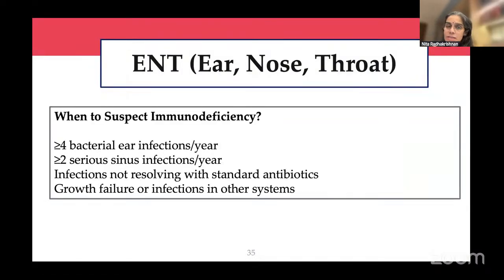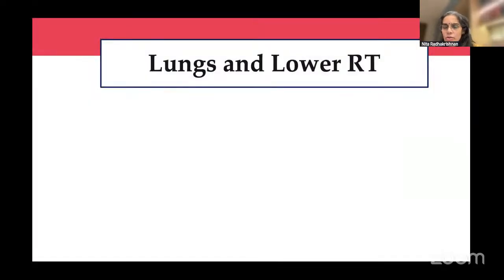Now, when do you suspect it in ENT infection? If an ENT infection is serious enough, or if it lasts for more than a certain duration, these are general guidelines again, you could evaluate earlier as well. If the patient is not growing, I think that is the biggest clue. If the patient is not growing, evaluate quickly. If there is a family history, evaluate quickly. Otherwise, if a patient never seems to be getting better, as in one infection over and, without much gap, the next infection has come, these are all reasons to evaluate.